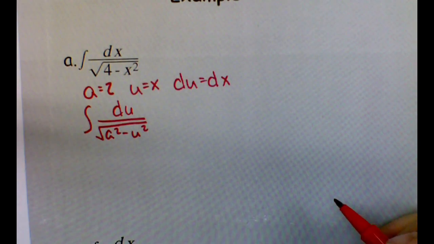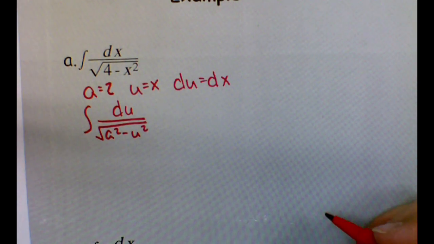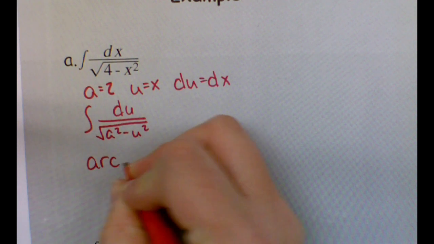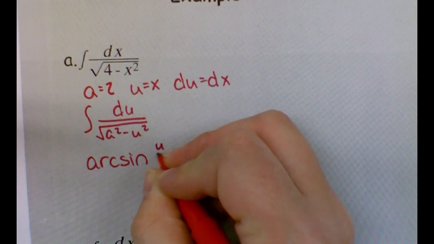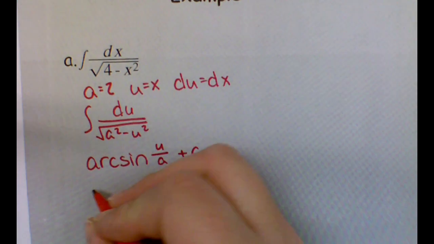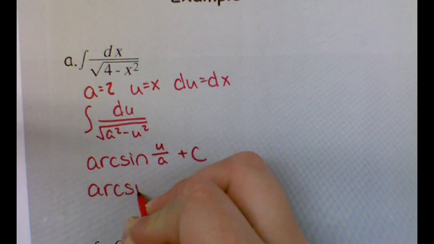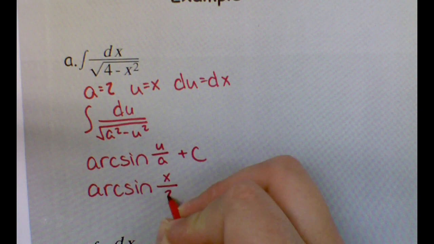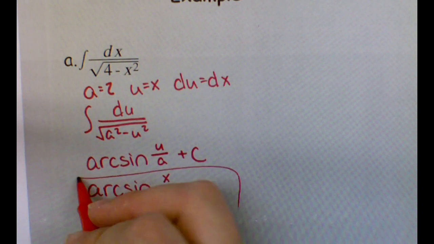Now I rewrite this as du over the square root of a squared minus u squared. And that is the exact definition of the arcsine. So we have the arcsine of u over a plus c. We just plug back in u and a. So we have arcsine of x over 2 plus c. And there's our answer.